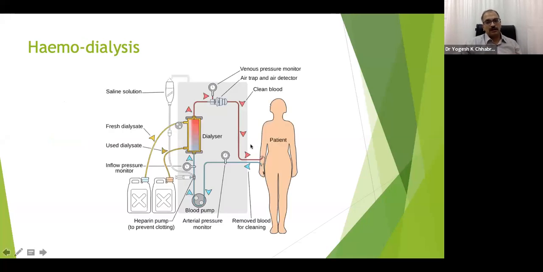And if you see in this diagram, the blood is taken out of the fistula. It goes through a blood pump and into a dialyzer, where the blood runs against the dialysate with a membrane in between. The toxins cross to the other side of the membrane by diffusion or convection, and the filtered blood goes back to the patient's body, and this cycle goes on.